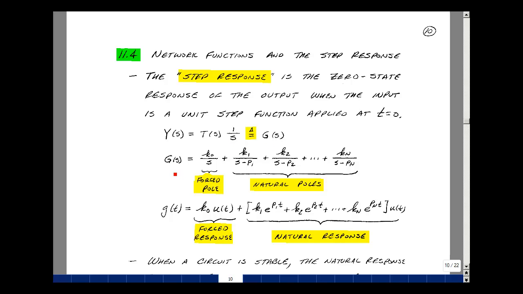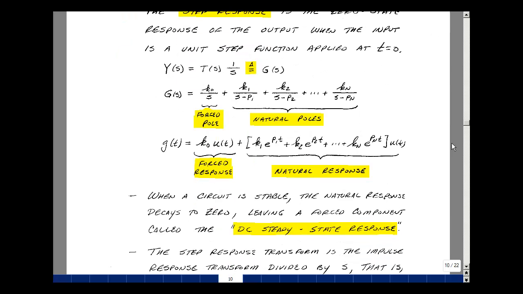G(s), we then could do a partial fraction expansion. We would have a forced pole, so we'll have some K0 over s, and then we'll have natural poles, say at p1 through p sub n. Then taking the inverse Laplace transform, we'll have a forced response with K0 times u(t), and then a natural response due to the natural poles.